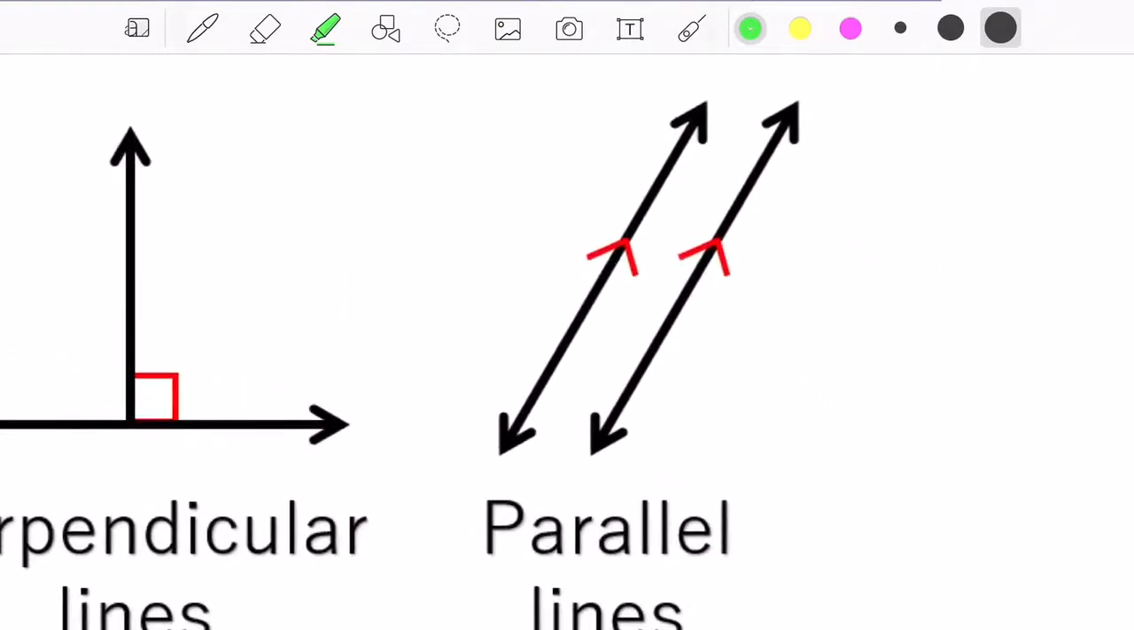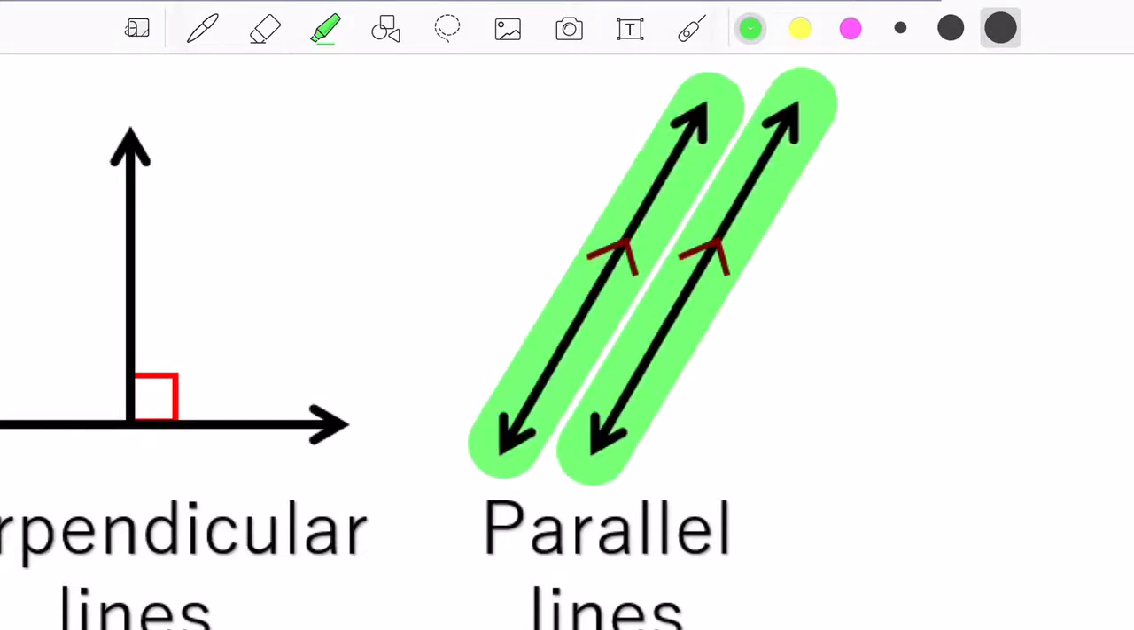Next, we have parallel lines. These are lines which do not meet and go in the same direction.